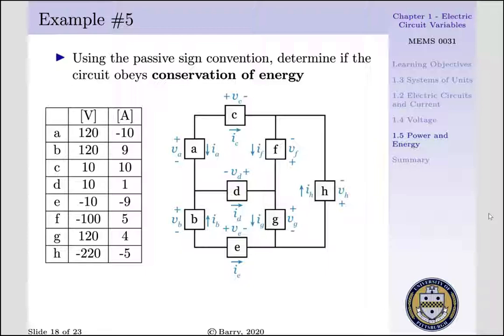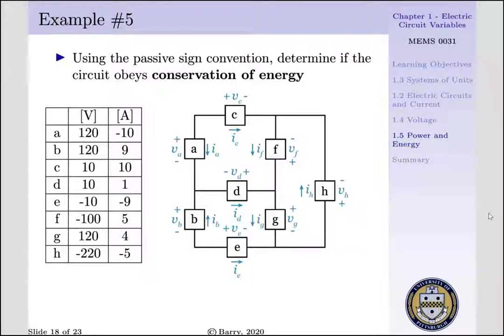Element C has a voltage potential of 10 volts and a current of 10 amps. Element D has a voltage potential of 10 volts and a current of 1 amp. Element E has a voltage potential of minus 10 volts and a current of minus 9 amps. Element F has a voltage potential of minus 100 volts and a current of 5 amps. Element G has a voltage potential of 120 volts and a current of 4 amps. And lastly, element H has a voltage potential of minus 220 volts and a current of minus 5 amps.